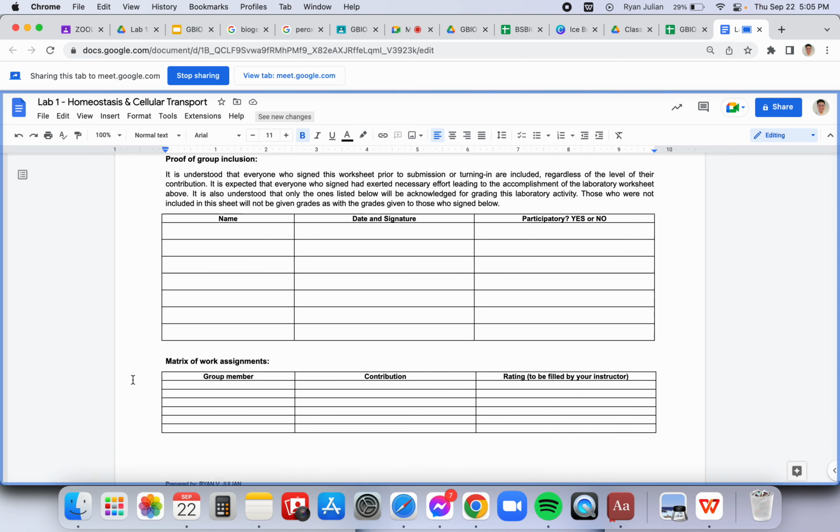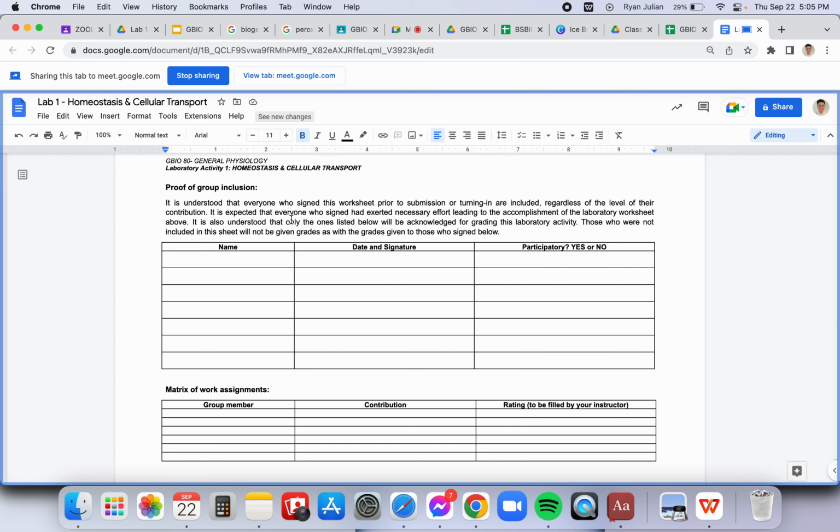And sa final portion po of this lab activity, proof of inclusion. It is understood that everyone who signed this worksheet prior to submission or turning in are included, regardless of the level of their contribution. It is also expected that everyone who signed had exerted necessary effort leading to the accomplishment of the lab worksheet above. It is also understood that only the ones listed below will be acknowledged for grading this lab activity. Those who were not included in this sheet will not be given grades as with the grades given to those who signed below. Kumbaga, hindi po same yung grade mo compared sa mga students na nag-contribute sa activity na ito.